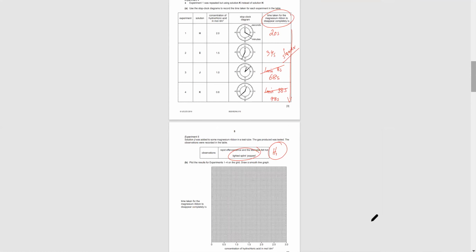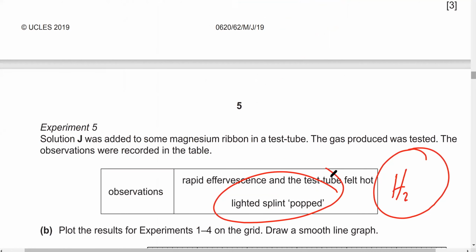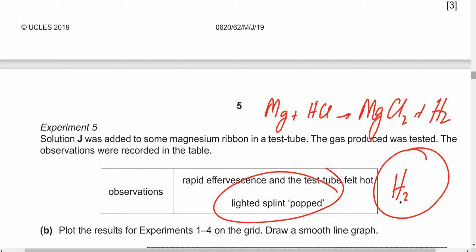What is it for 5 again? For the experiment number 5. What is the gas that's being produced? There was rapid effervescence, bubbles, and a pop sound was produced when it was lit. That's hydrogen gas. We already know that it's hydrogen gas, magnesium with HCl. So what's the time for the consumption? Experiment 5 is not about time. It's about testing the gas. He's not timing anything in experiment 5.